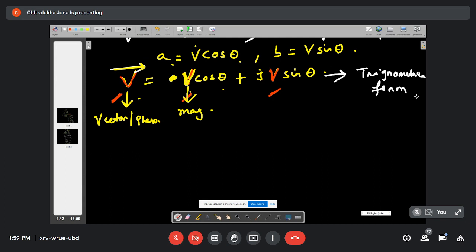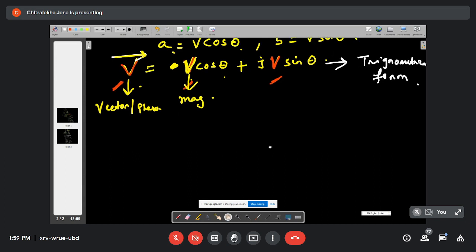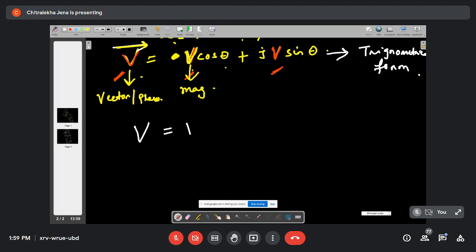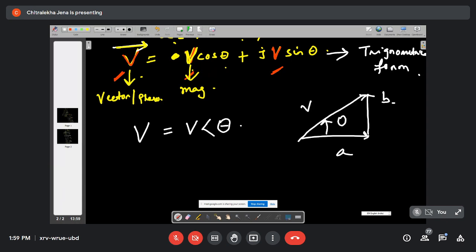You have studied it, ma'am, but I did not remember. Okay. So this vector V, I can write as present at an angle theta. Here you see this is my A, this one is my B. V is present at what angle? At an angle theta, or it is making an angle theta with which axis? With the reference axis.